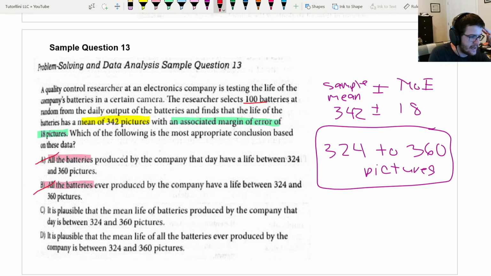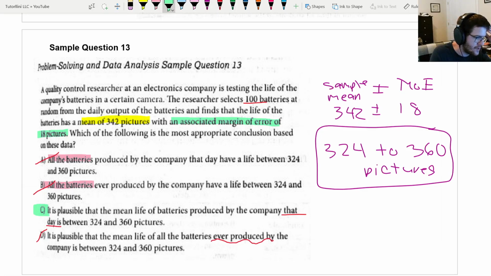It is plausible that the mean life of batteries produced by the company that day is between 324. Okay, that seems important. This next one says it is plausible the mean life of all the batteries ever produced by the company. If this company has been in business for like 30 years, that certainly doesn't seem reasonable. It doesn't mention that specific day, but C certainly seems more reasonable, and C is correct.